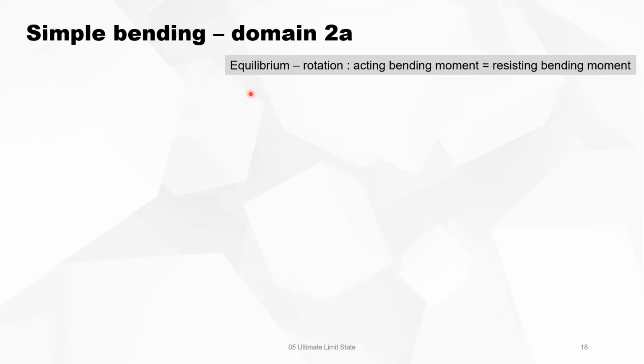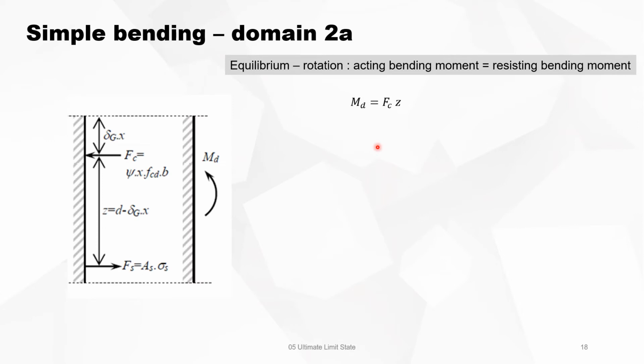We take a rotation equilibrium where the acting bending moment equals the resisting bending moment, and the acting bending moment is md, and we will take the bending moment around the tension reinforcement. So it should be equal to the force in the concrete Fc multiplied by the lever arm Z, which is d minus delta G x. So Z is d minus delta G x. The force in the concrete is filling coefficient times xb FCD, and that's equal to the bending moment.